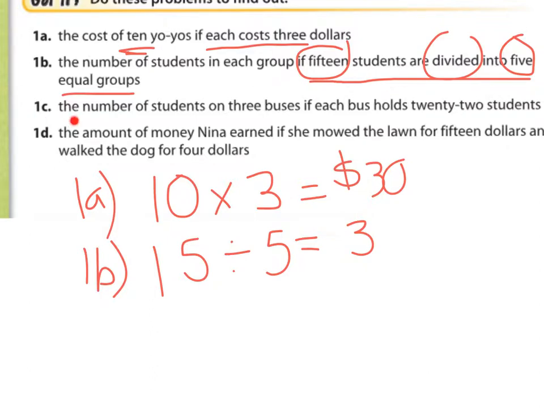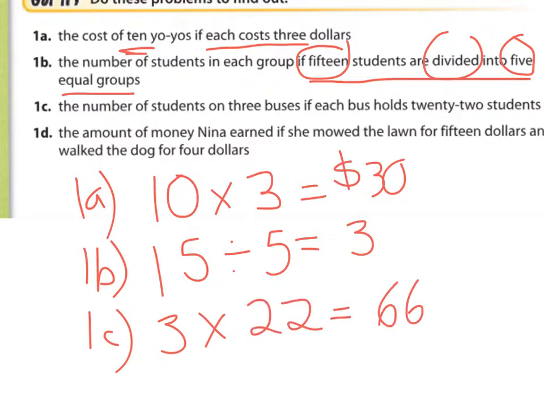1c, the number of students on 3 buses if each bus holds 22 students, right? So we were looking for the product. They're telling us that each bus, out of the 3 buses, each one has 22. So it would be 3 times 22.